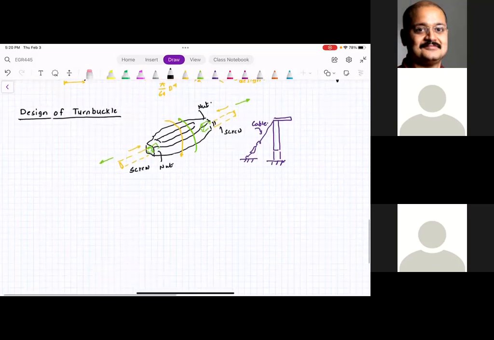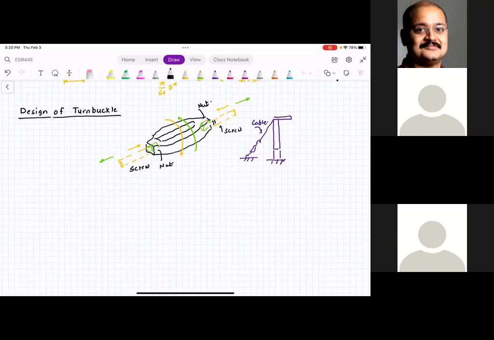And I will give you the design process for the turnbuckle, and then in the next class we'll discuss the design of springs and design of power screws, and we will do the design of a screw jack. So how would you design the turnbuckle? Whenever you design a screw, let's talk about how the screw gets assembled to a nut. So this is the screw.